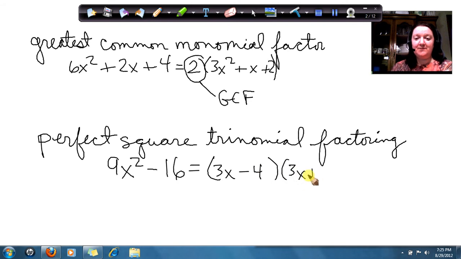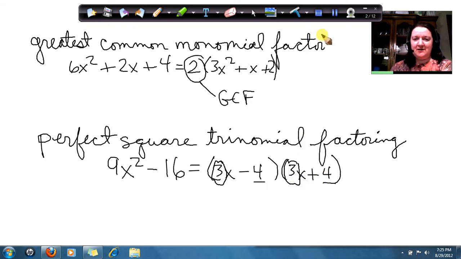3x plus 4, and the key to look at is the fact that this number and that number are exactly the same, and that this number and this number are exactly the same. Now the signs in the center are different, but it's the number that we're really looking at to see if we have something that's exactly the same, where we could take the square root.